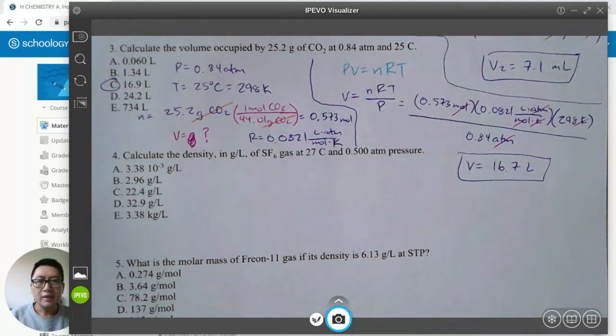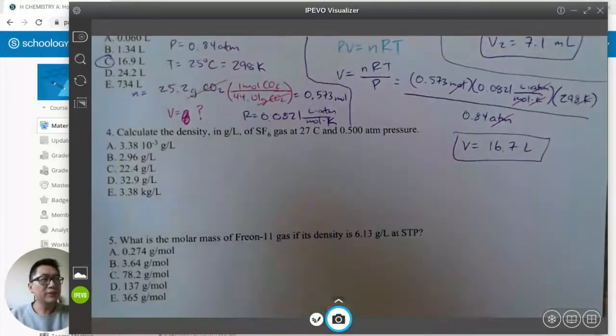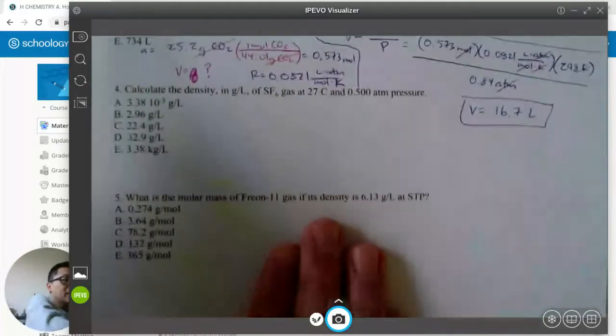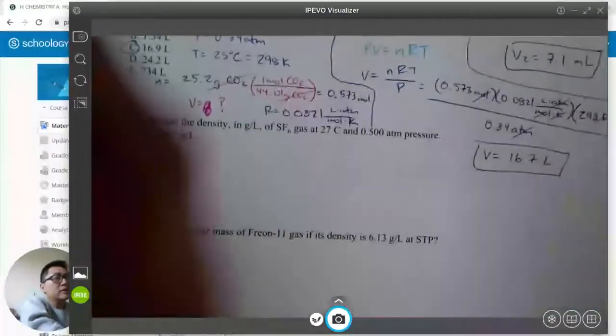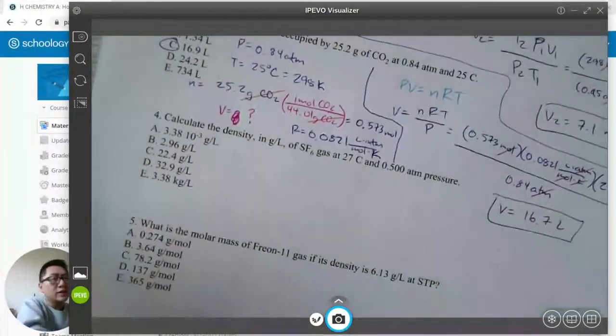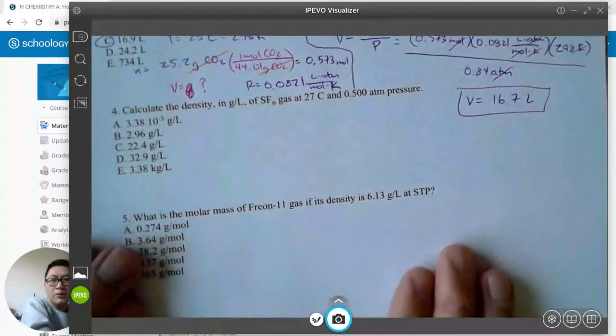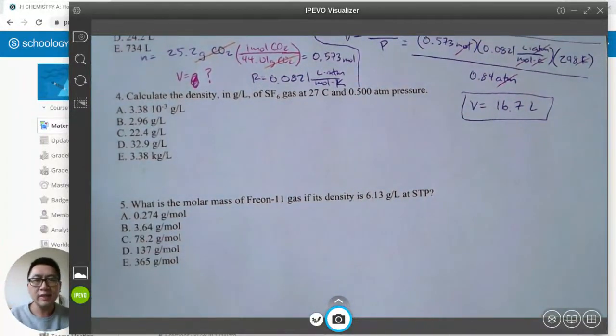Okay, let me try question number 4 and 5 before it crashes again. Sorry, these wires are everywhere. Okay, so question number 4 says calculate the density in grams per liter of SF6 gas at 27 degrees Celsius and 0.5 atmospheres.